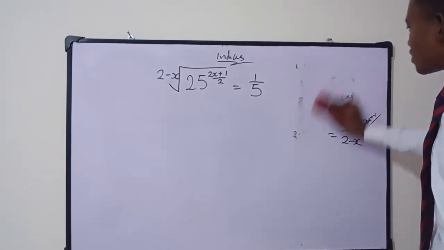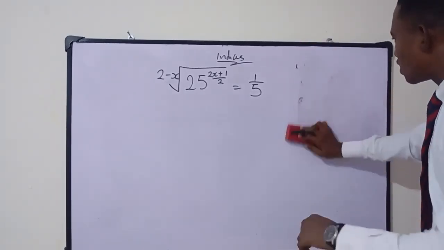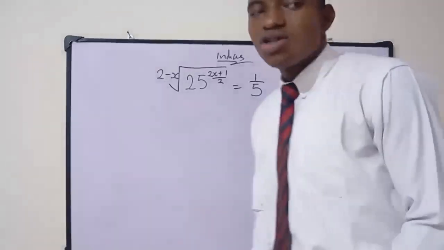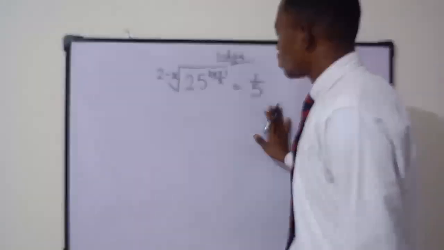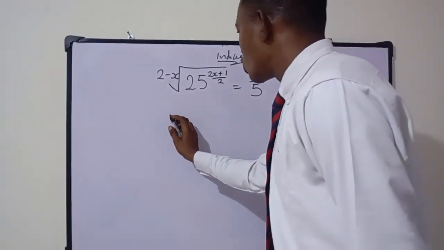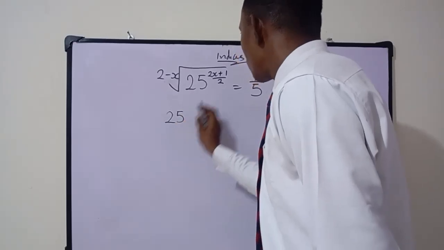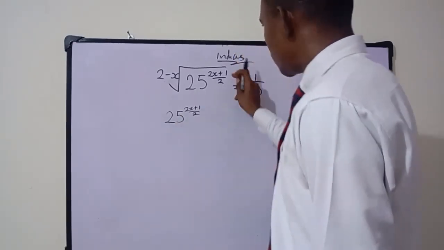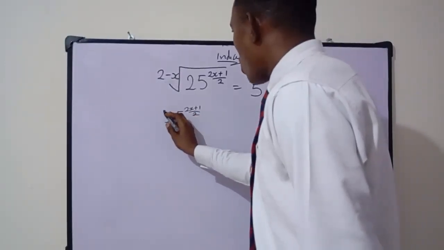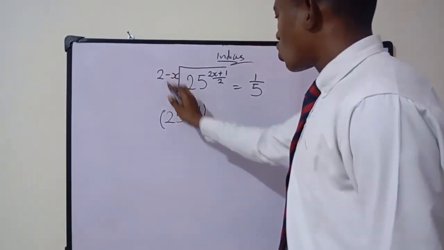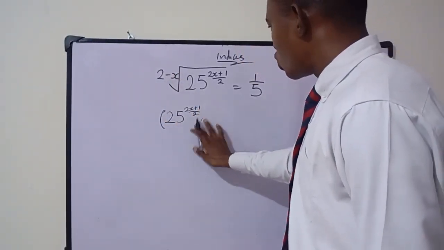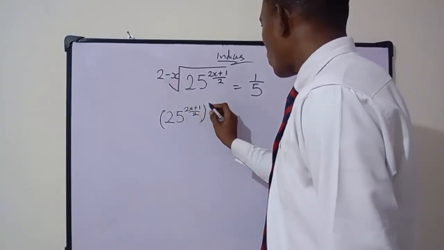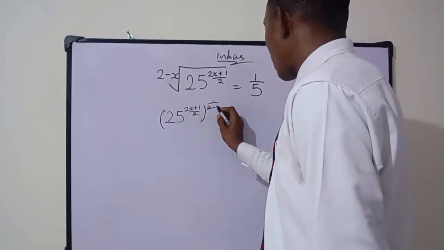If you don't understand, please go over this again. I want you to really get this, because the chances are this might come out in your exams. So this gives us 25 to the power of 2x plus 1 over 2, which is here originally, then all raised to the power of again this one, which is 1 over 2 minus x.